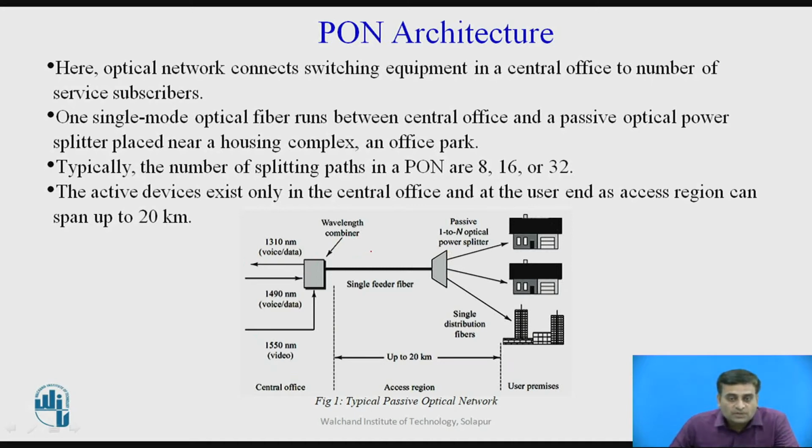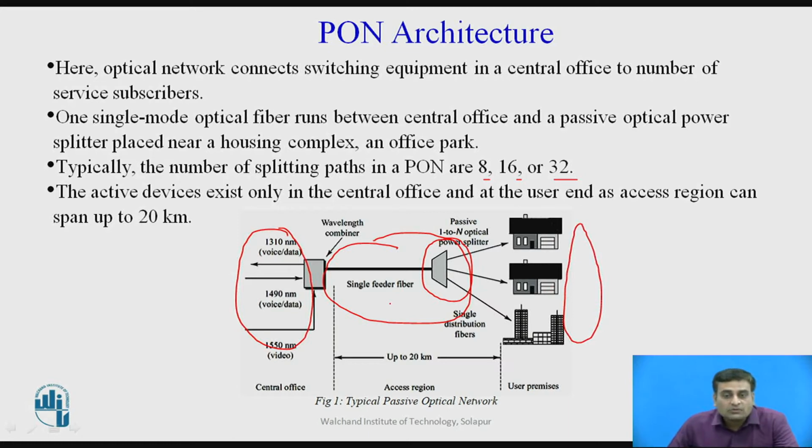As it is a passive optical network, there will be no active components in this access region; it will have only passive components. Typically, the numbers of splitting paths for passive optical networks are 8, 16 and 32. These are in powers of 2. The active devices exist only in the central office premises or at the customer end. In the access region, no active devices are present.